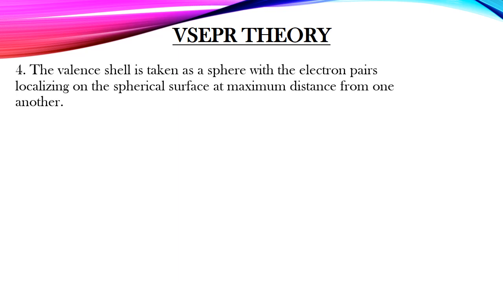In the next point, we learn that according to VSEPR theory, the valence shell is a sphere and electron pairs are present at maximum distance from each other. So they are placed as far away as possible from each other.